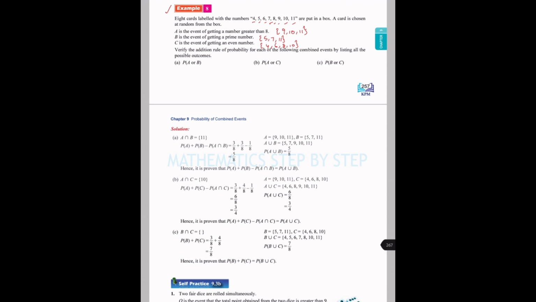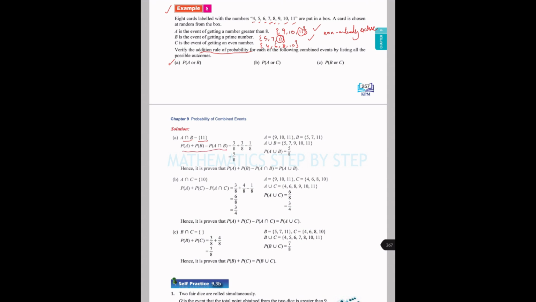Verify the addition rule of probability for each of the following combined events by listing all the possible outcomes. So A, probability of getting A or B. So now we can see that set A and set B are non-mutually exclusive, okay? Because we can see there are common elements. So A intersect B equals 11. So now we apply this formula, okay?